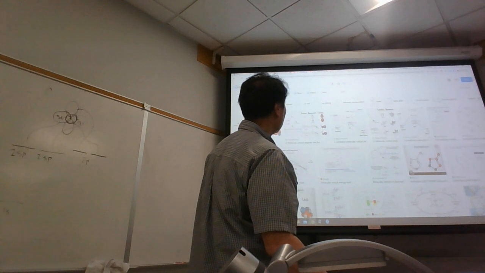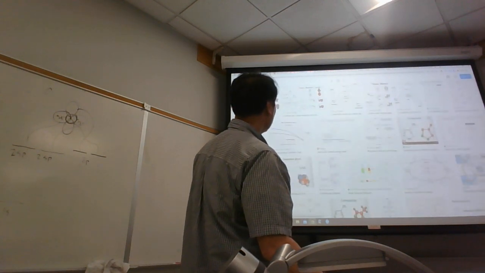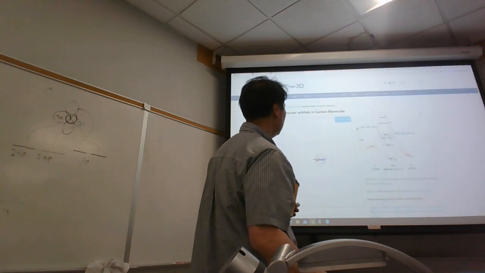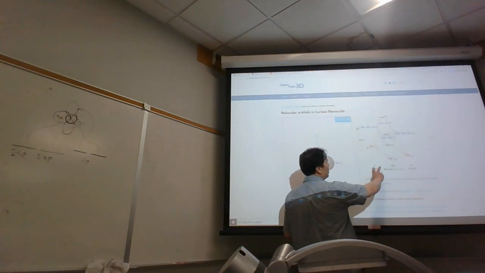We'll take a look at what we call some molecular orbital diagrams, like this one. This is a molecular orbital diagram we're going to look at in chapter 11. This one's for carbon monoxide.